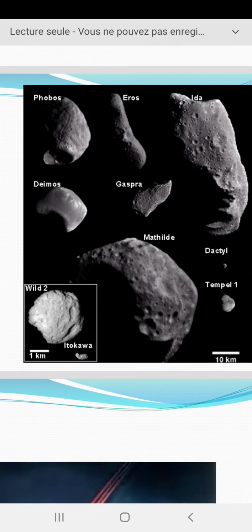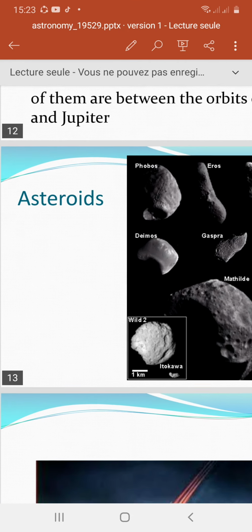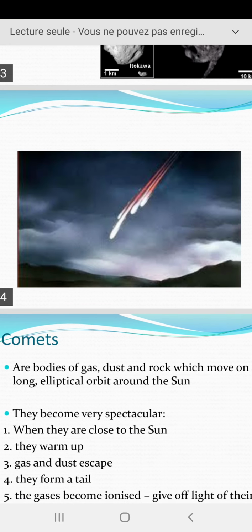So here these are asteroids, said to be the result of the explosion of planets. They are said to have formed from the debris of planets and other celestial bodies.